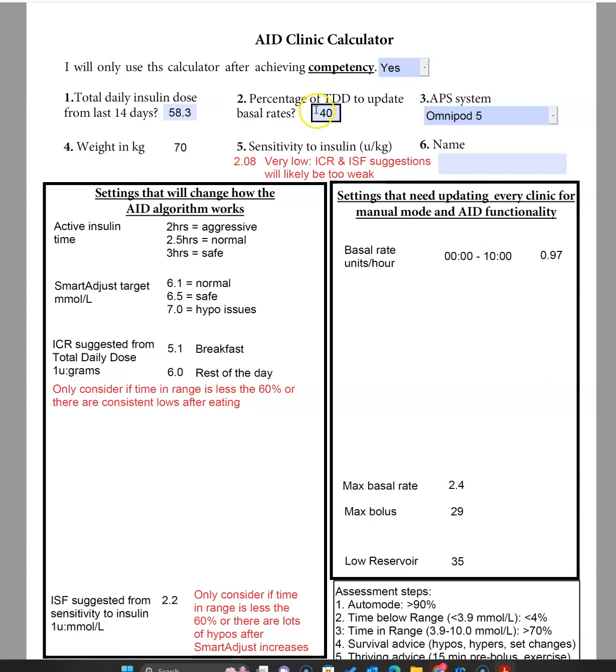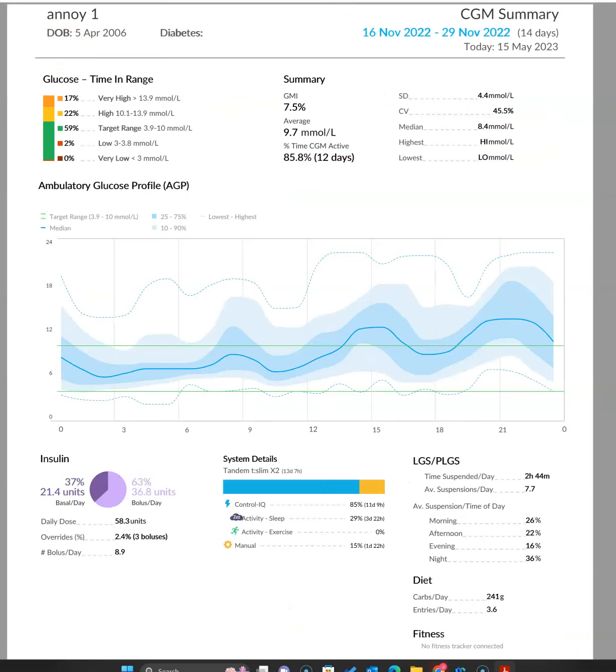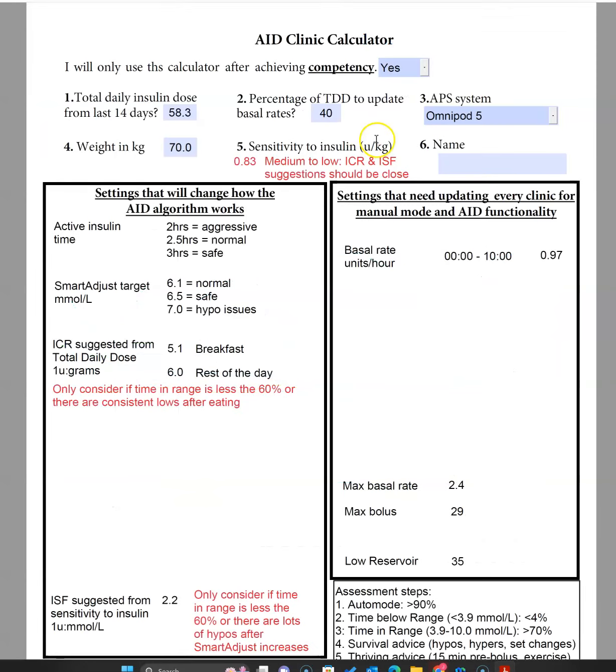Once you've got that there, you need to think about how much percentage you want their basal rate to be, so you can use their download as a bit of a guide. So you can see here that generally 37% is the basal insulin, so you can use that. It's going to be anywhere between 30 and 50. It's to give you an idea of either manual settings or what you might consider the basal rate. So about 40% is right.